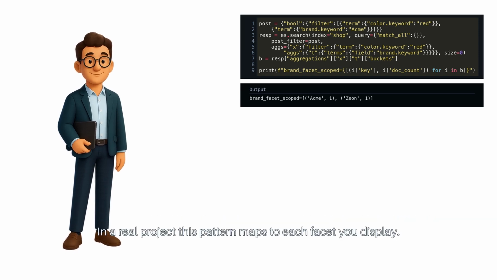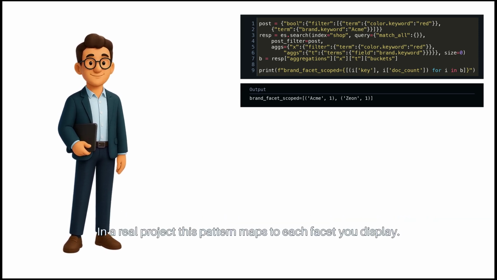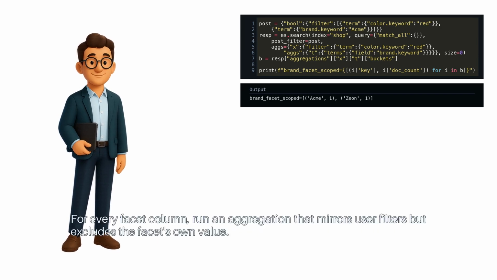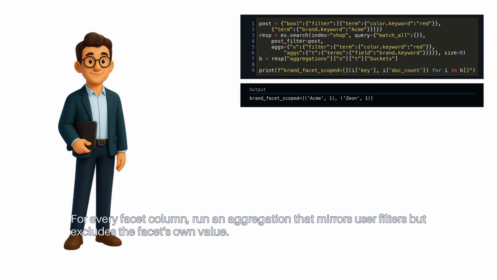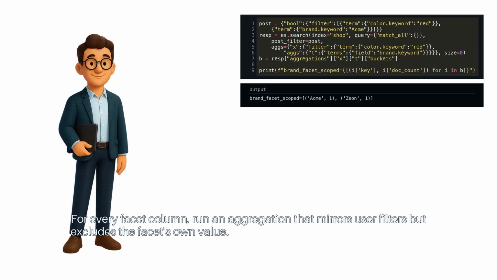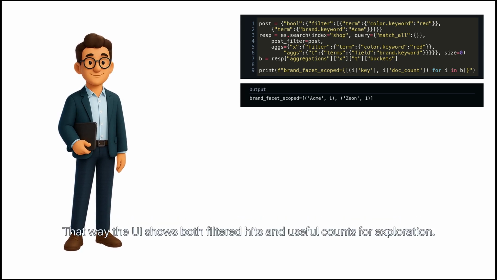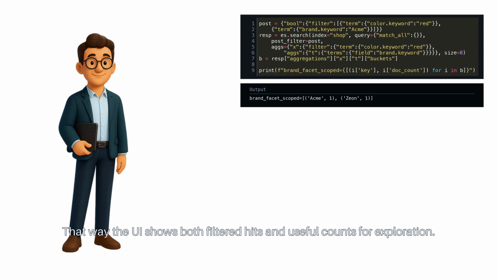In a real project, this pattern maps to each facet you display. For every facet column, run an aggregation that mirrors user filters but excludes the facet's own value. That way, the UI shows both filtered hits and useful counts for exploration.